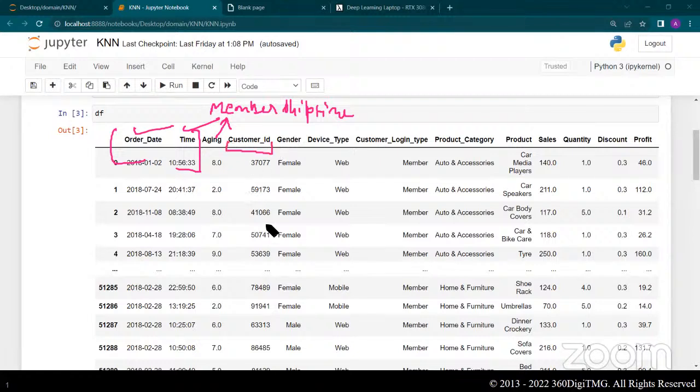Each customer has its own unique ID. And then you have the customer gender. The gender may play an important role. Aging is in years, it's not in months. Okay, so you have gender.